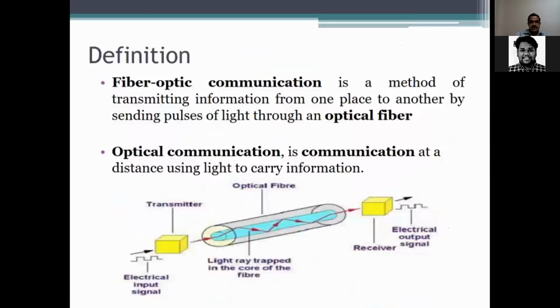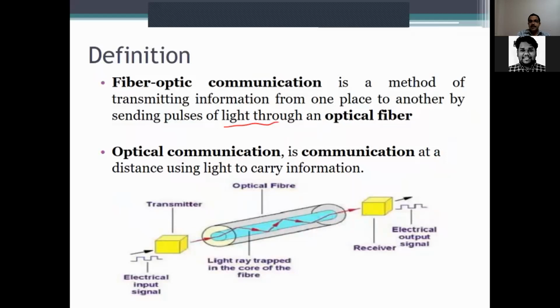The figure shows the basic technology involved in the optical fiber communication system, and it shows the definition of optical fiber communication system. Fiber optic communication is the method of transmitting information from one place to another by sending pulses of light through an optical fiber. Actually, we are sending pulses of light. Information is carried in the form of light through an optical fiber.